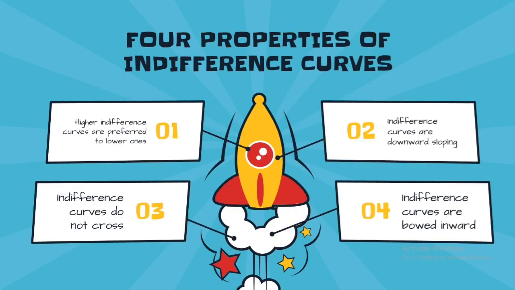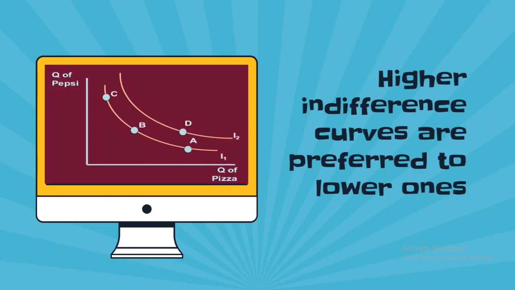Four properties of indifference curves. First, higher indifference curves are preferred to lower ones. Second, indifference curves are downward sloping. Next, indifference curves do not cross, and indifference curves are bowed inward. Higher indifference curves are preferred to lower ones. Consumers usually prefer more to less. Therefore, a consumer would prefer point D to point A because it is on a higher indifference curve.